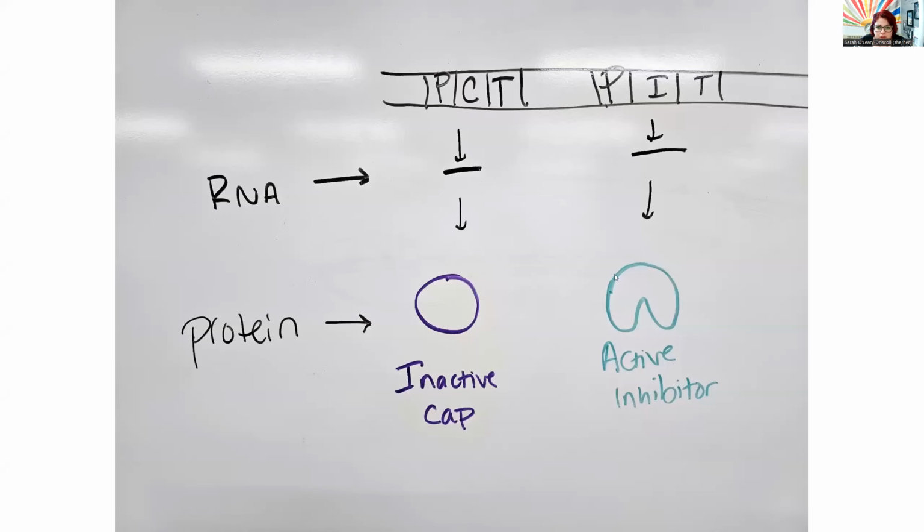Of note here, the inhibitor protein is immediately active. So in its three-dimensional shape, after it goes through protein folding, it is functional. However, the CAP protein over here on the left is not functional in its original form. So it is inactive when it is first made.